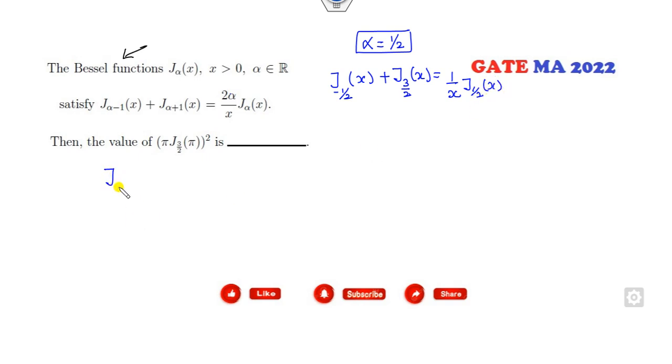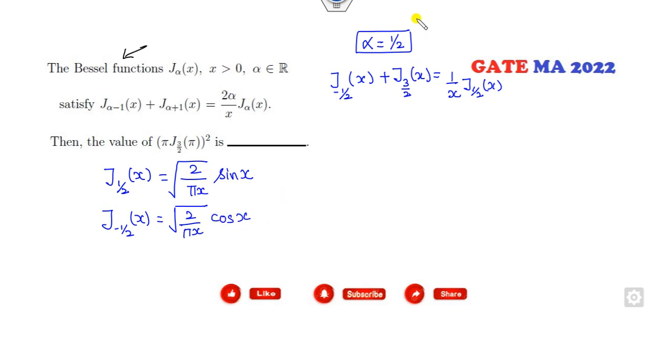And we all know the standard values of J positive half and J negative half. What is J positive half? It will be root of 2 over pi x into sin x, and J of minus half of x will be root of 2 over pi x cos x. Now I can substitute the value, at x is equal to pi.